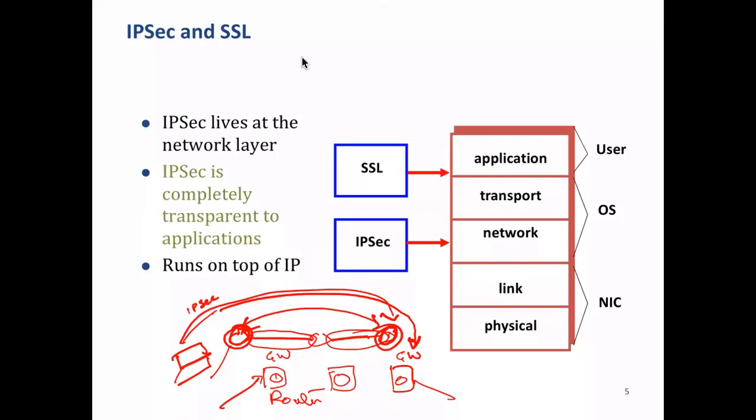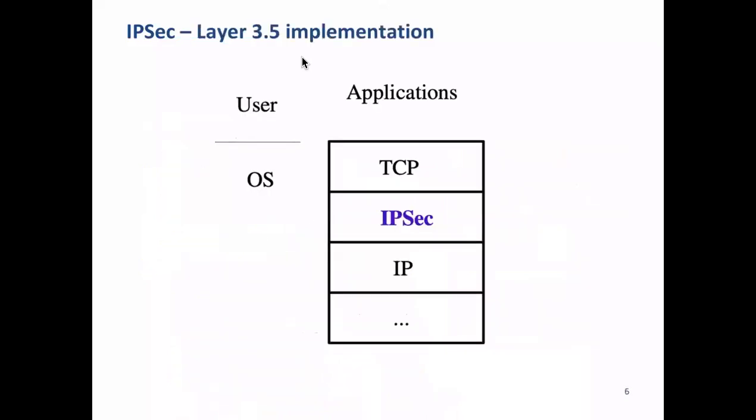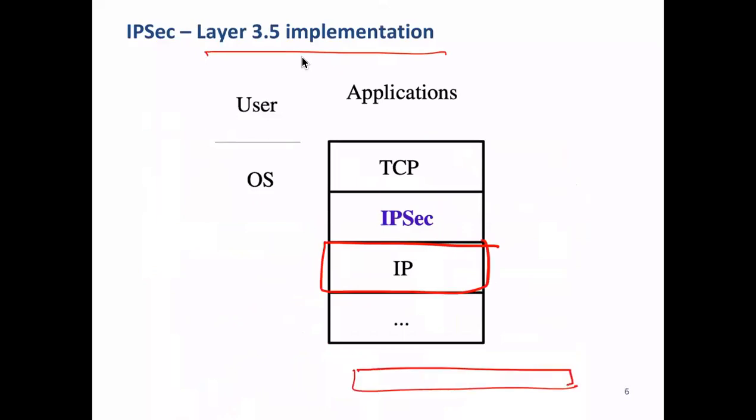Now sometimes it's really confusing. Note that IPsec works at layer 3. Then we have SSL, which works at the transport layer, and HTTPS, which works at the application layer. So we call it layer 3.5 because it uses IP. It means that you are going to use an IP packet.